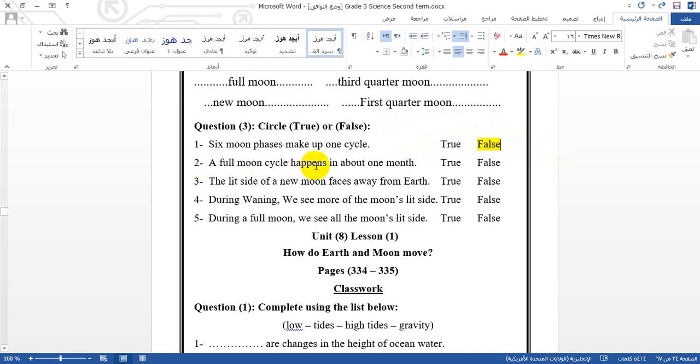Number 2: A full moon cycle happens in about 1 month. True or false? It's correct, it's about 1 month. Sorry, I have to mark it again here in the yellow color. Number 3: The left side of a new moon faces away from Earth. True or false? It's true.